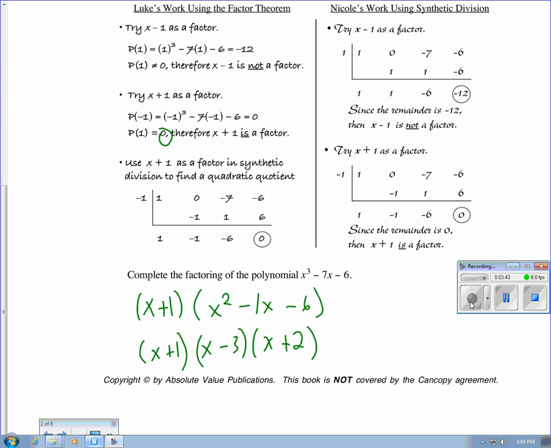Depending whose results you took, it doesn't matter whether you worked with Luke or Nicole's work, the result of the division was the same. I generated a trinomial, x squared minus x minus 6, and I can factor that trinomial into x minus 3, x plus 2. And that's going to tend to be our habit: we're going to try to find one factor using the factor and remainder theorem, and then apply synthetic division to find our polynomial in completely factored form.